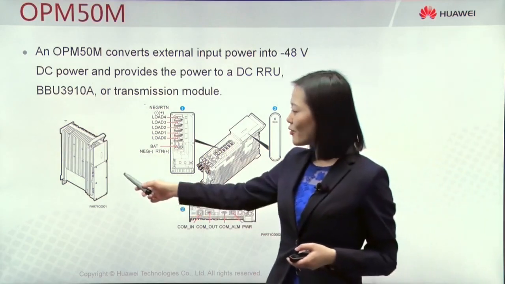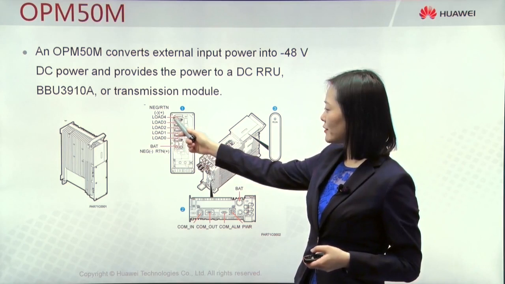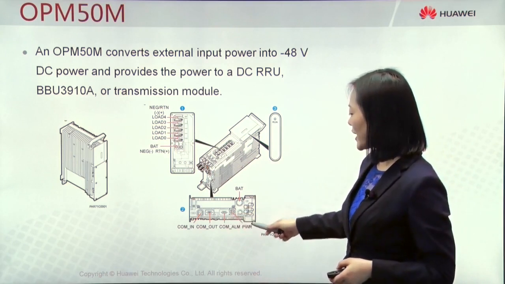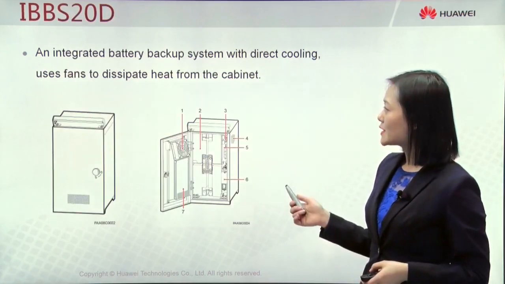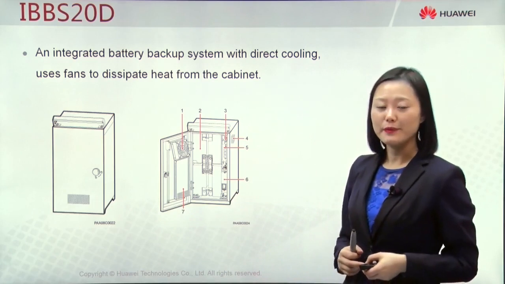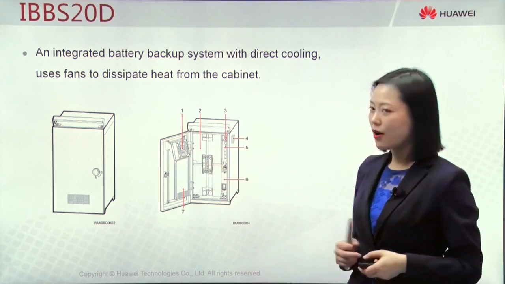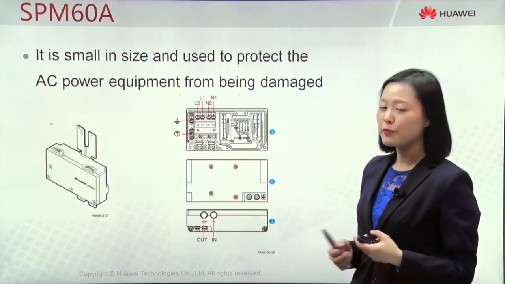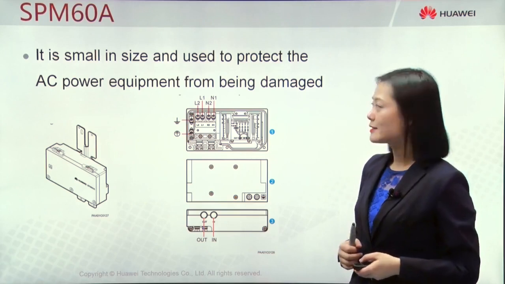OPM50M, the appearance looks like one blade RRU, and it can provide load 0, load 4 DC power for the RRU and BBU. And at the bottom, we can connect to external environment monitoring devices. IBBS20D, this battery backup system is almost half the size compared with IBBS200D. And here is one fan. It can support on-pole installation. SPM60A is used to protect the AC power equipment, like the OPM50M or the AC RRU.